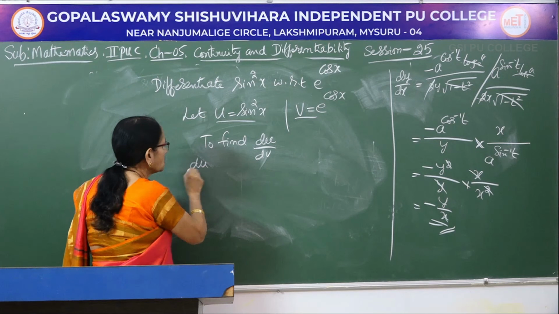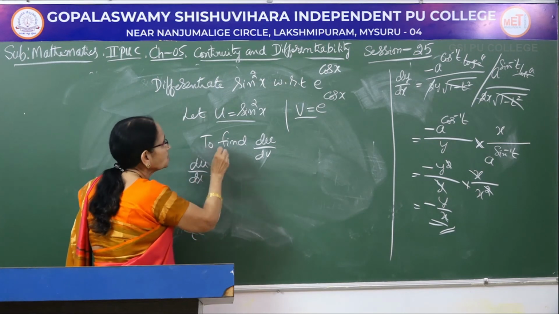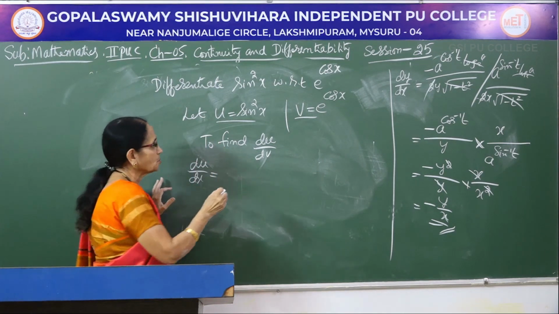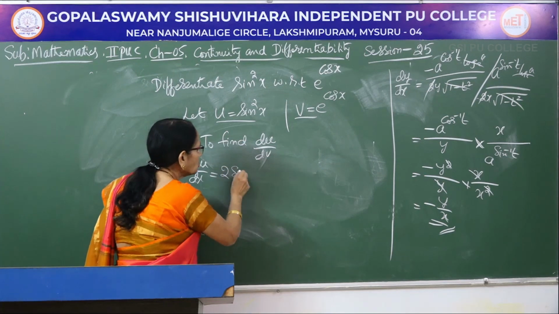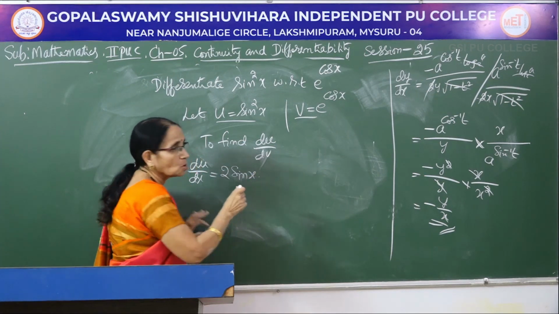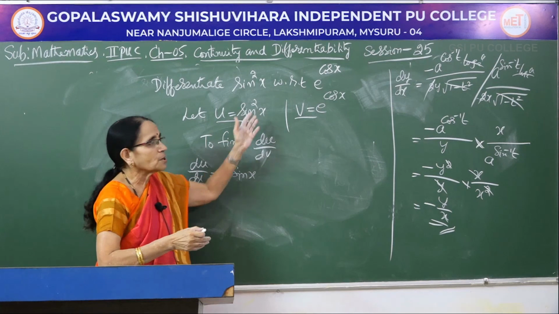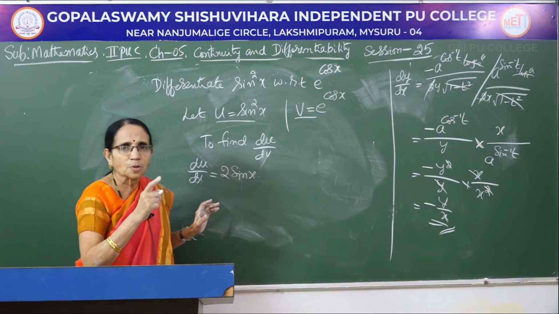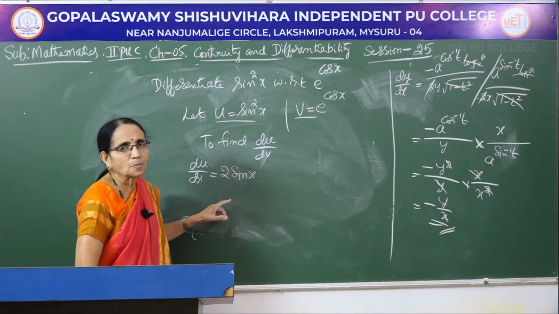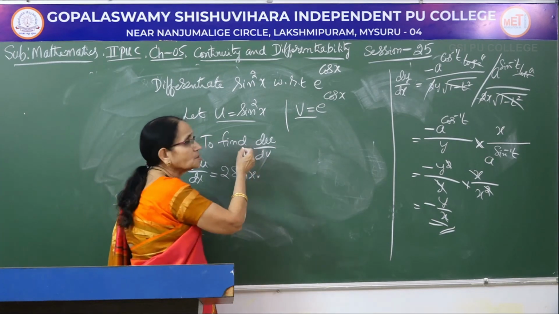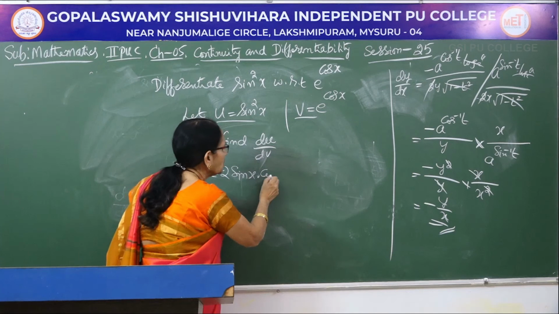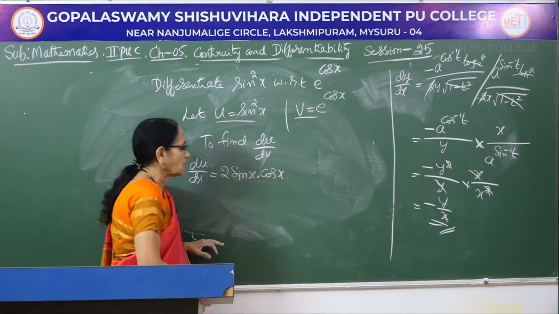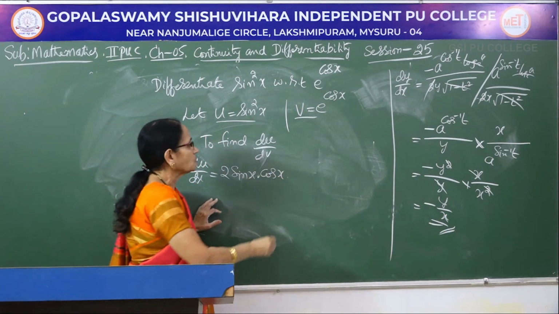If you calculate du by dx here, sin square x, it is a composite function, becomes 2 sin x, isn't it? I have told you repeatedly, the power should be given the first preference. So, x square becomes 2x, sin square x becomes 2 sin x, but sin x is itself a function of x, so you have to find the derivative, which is cos x.